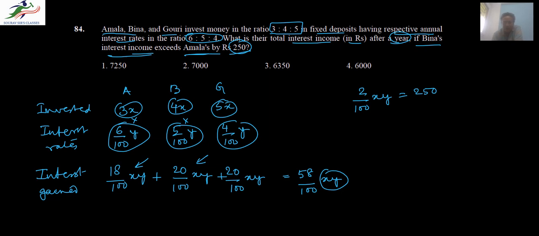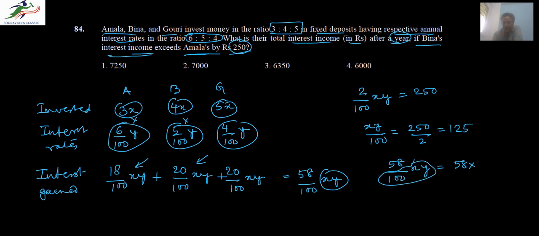So therefore xy by 100 is equal to 250 by 2, that is 125, and 58 by 100 xy, which is the total interest which is being asked, is 58 times xy by 100, which is equal to 125. So 58 into 125 is equal to 7250. And you see in option 1 the answer is 7250. So this is the correct option.